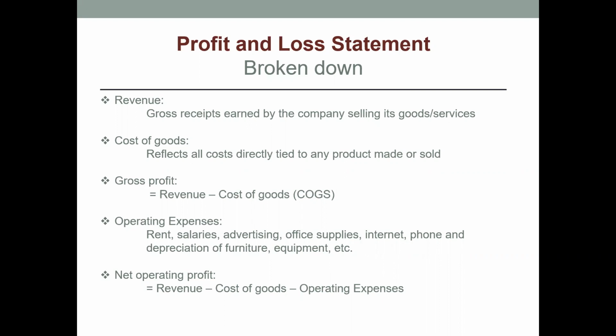Now let's go to operating expenses. Operating expenses can consist of rent, salaries, advertising, office supplies, internet, phone, depreciation of furniture and equipment, and more. Now, how do you calculate your net operating profit? It is equal to revenue minus cost of goods minus operating expenses. That's your net operating profit.